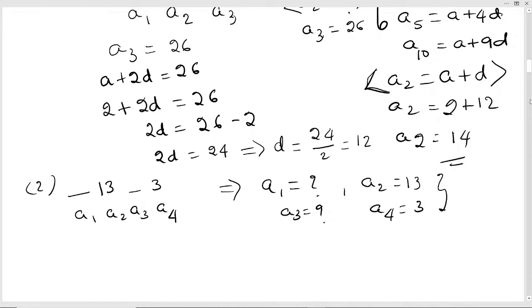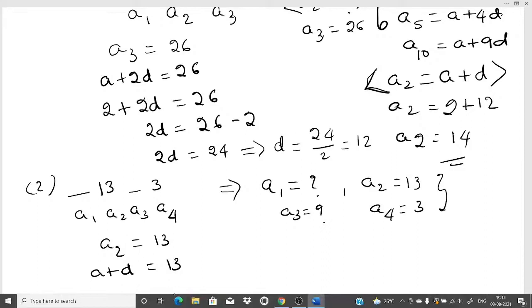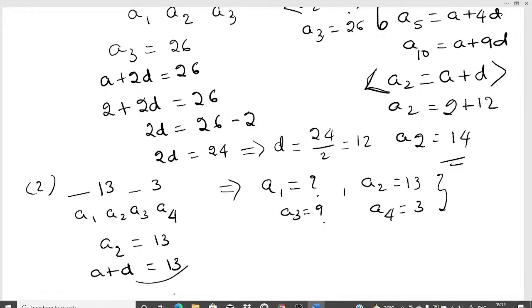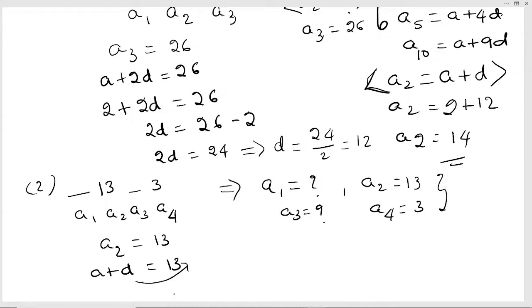How? Let me just take the second term whatever they have given. The second term they have given, that is 13. Now here the second term formula will be A plus D. Already you know how it came. So A plus D is equal to 13. Okay. Now I'll send D to the right hand side. So that means it will become A equals 13 minus D, and I'll call this equation number 1.